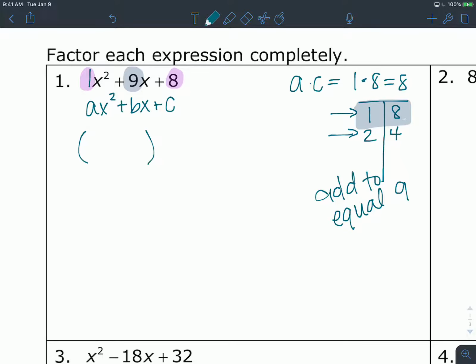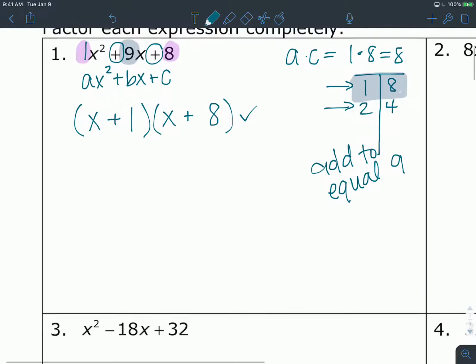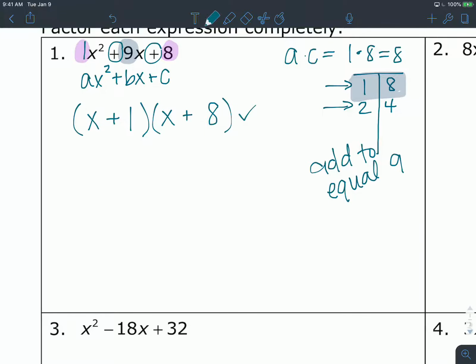We're going to set up two sets of parentheses with an x and an x in front. We're going to fill in our 1 and our 8, and then we're going to look at our signs. We have a positive 9 and a positive 8. To multiply together two positive numbers and add together two positive numbers, you're going to get both positives, which means we need both of these to be positive inside. So this is fully factored. So like I said, you don't even have to know how to factor if you can just work backwards.